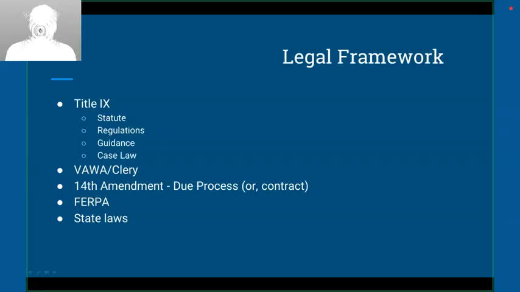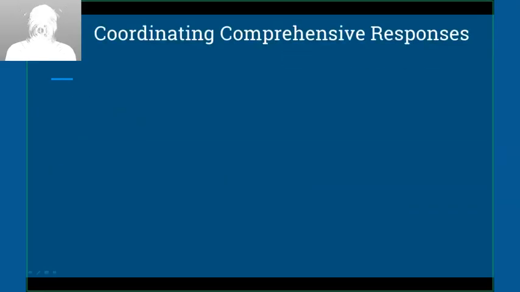For example, some states might have a state law requiring the report of felonies to law enforcement. There are increasingly state laws about reporting out to the public about the number of reports and how they're addressed, and other things. So these are all things that institutions need to be mindful of when they're looking at these questions about coordinating comprehensive responses to concerns of sexual misconduct.